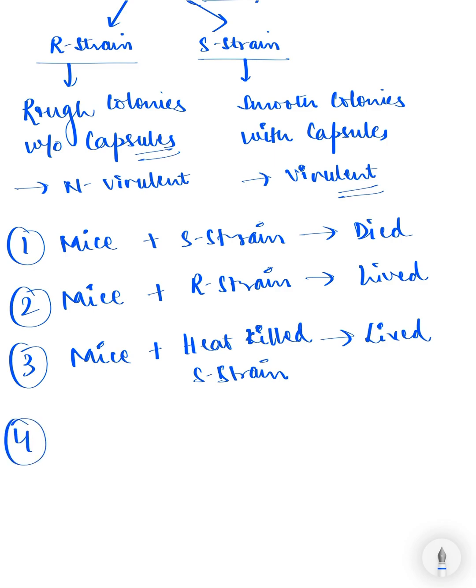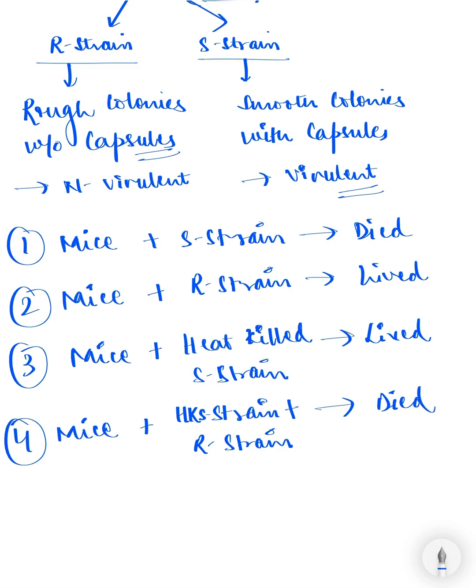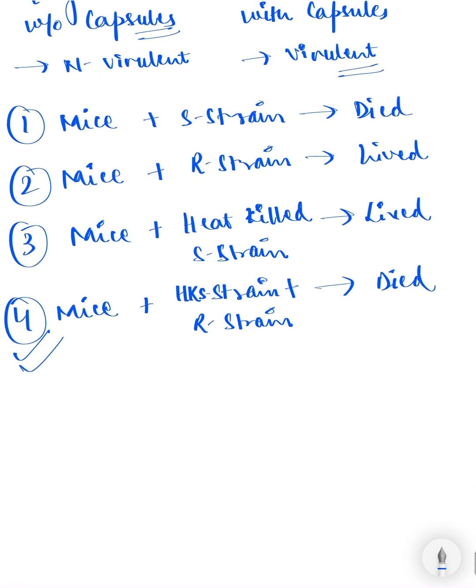Now the fourth observation is, he injected the mouse with the heat killed S strain along with the R strain. Now what happened here? The mouse died. This fourth observation was the eureka moment for Griffith. Why? Because earlier the heat killed S strain was not killing the mouse, and R strain also was not killing the mouse. But in the fourth observation, the mouse died.